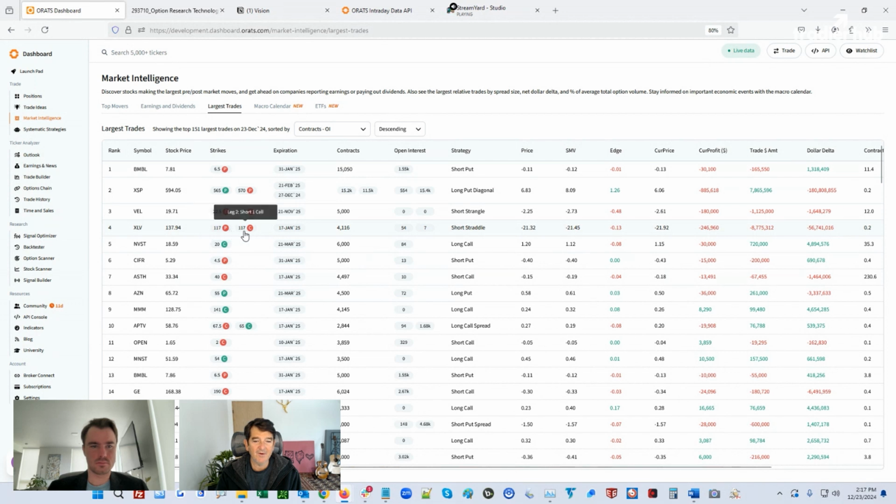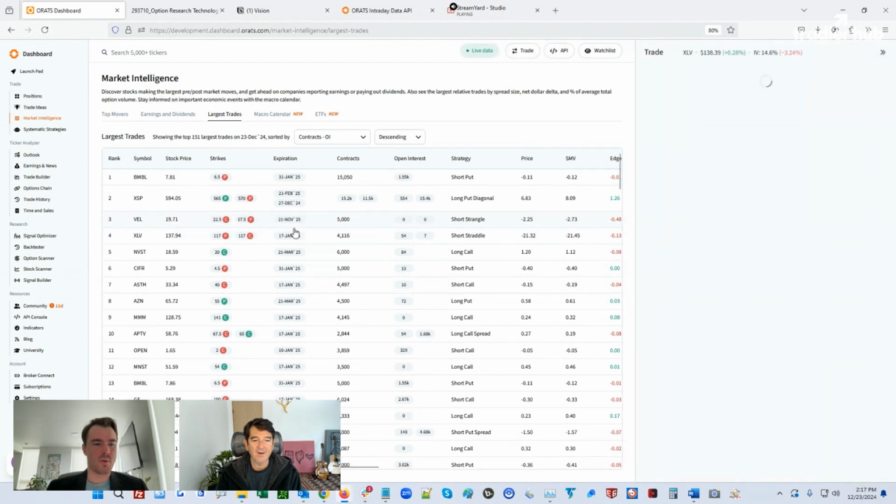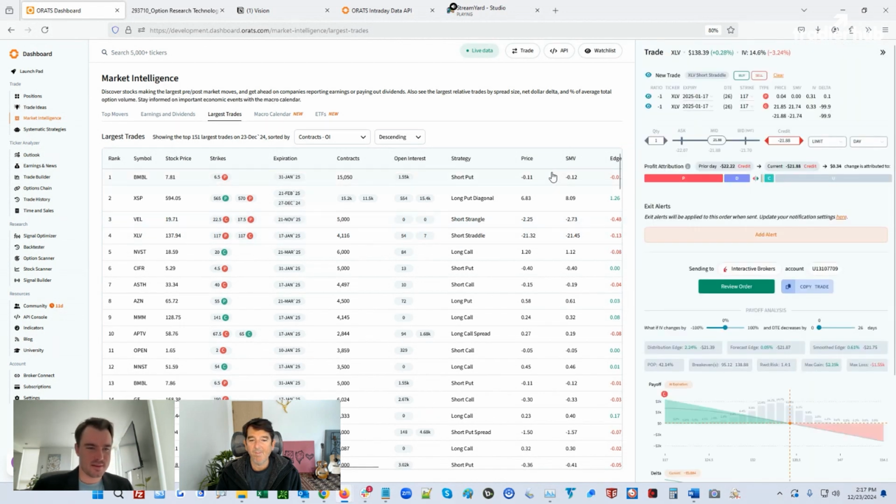So let's see. XLV. They're selling a straddle 4,000 times in January. $21. That seems rich. Is this January? Yeah. Oh, it's in the money. So it's $20 in the money. And why would somebody sell an in the money straddle like that, expiring in a month? Why would you make that kind of trade?